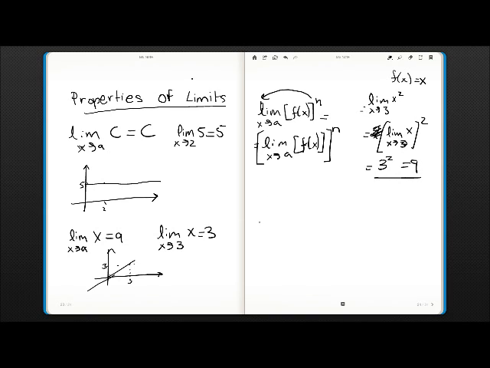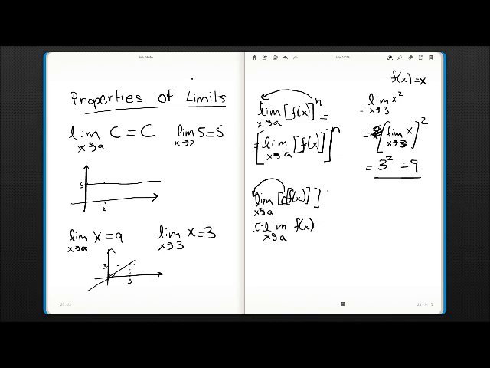And the fourth limit property is the constant inside. So say we have the limit as x approaches a of a constant c multiplied by f of x. What we can do is take the constant and put it out at the front. So that will equal c times the limit as x approaches a of f of x.